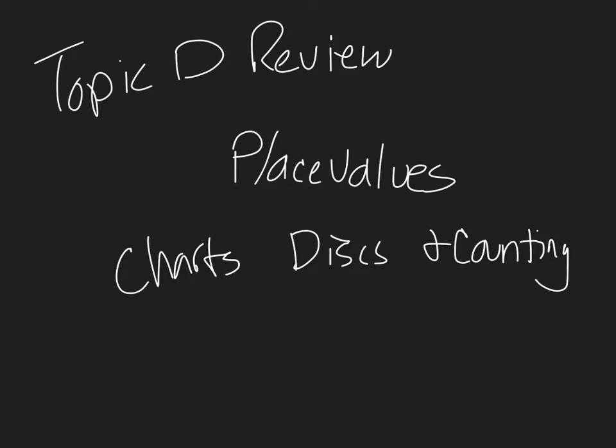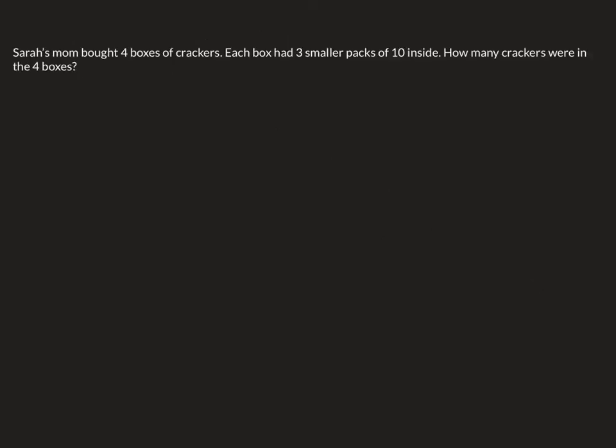Review of topic D. Place values, charts, disks, and counting. So, topic D is all focusing on how we can represent numbers using place value disks after we model, and how we can use that to keep track of numbers with weird values on place value charts. The first thing we'll do is work through an example problem together.